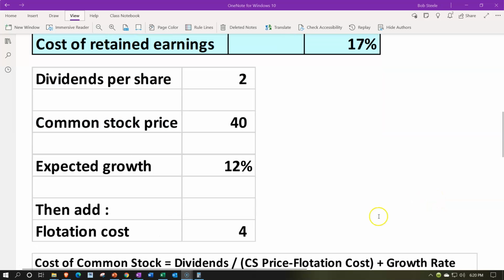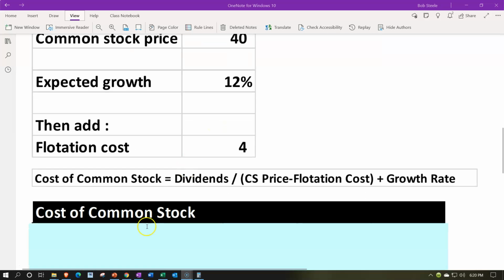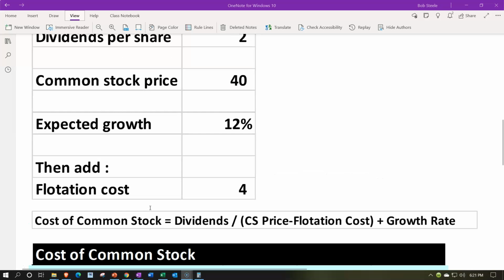So now we can ask, what about the flotation costs? We'll make a slight adjustment to take the flotation cost into consideration. We have the same information. We're going to call it the cost of common stock now as we add the flotation costs. The flotation cost is the one-time cost of us issuing the stock. You can call it floated. We're floating the stock out there. So it's kind of the executive cost for us to get the stocks out there. So we'll take that one-time cost into consideration.